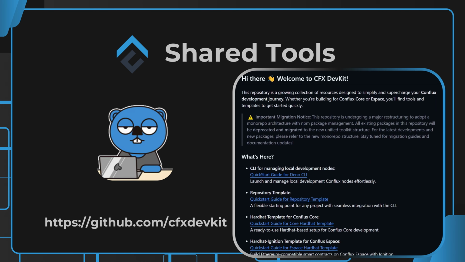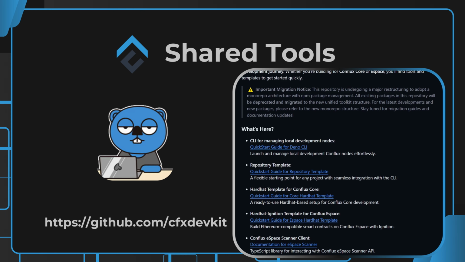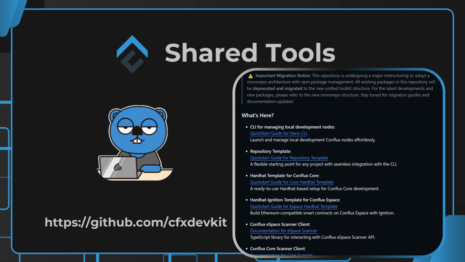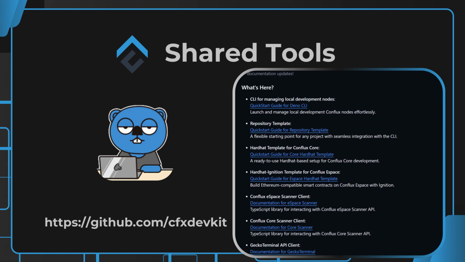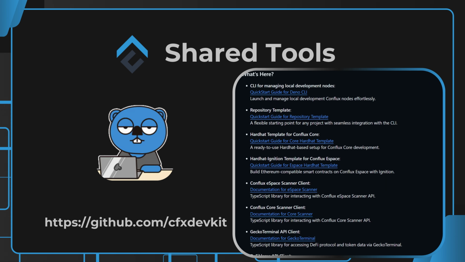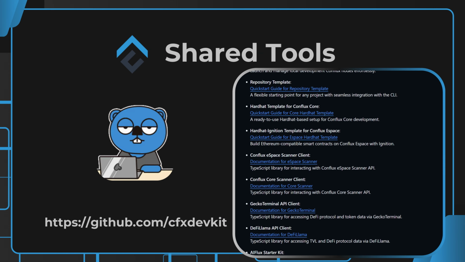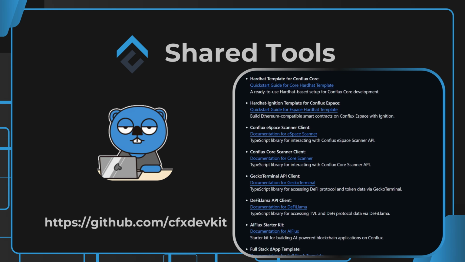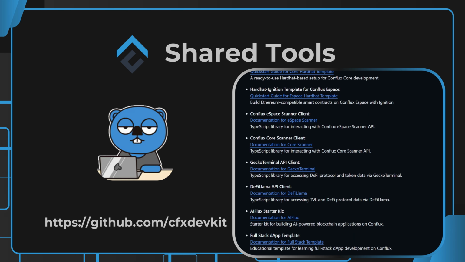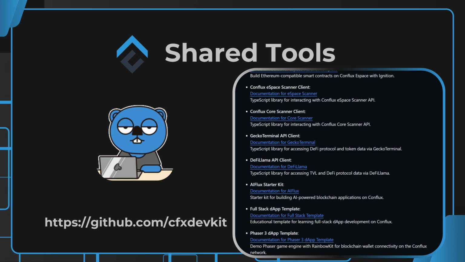CFX DevKit is another valuable resource that works for both Core and eSpace. It's a collection of development tools and templates designed to simplify your Conflux development journey. It includes a CLI for managing local development nodes, project templates for Hardhat-based development on both Core and eSpace, and API clients for interacting with Conflux scanners and DeFi data sources. CFX DevKit provides starter kits and templates to help you get started quickly on either space.